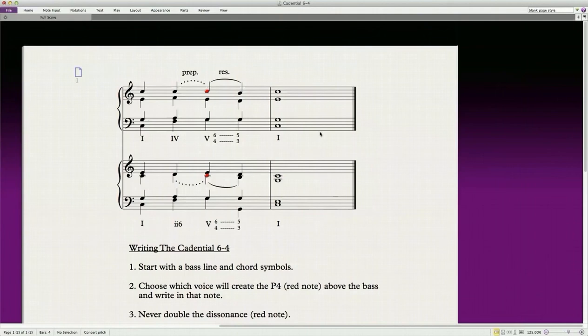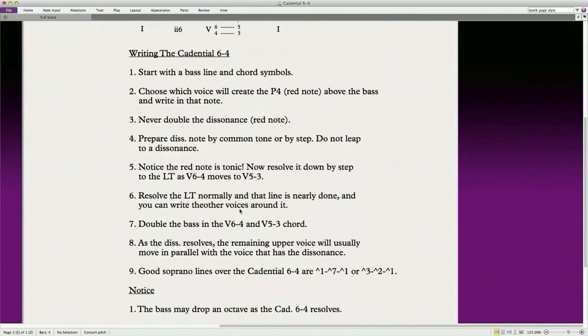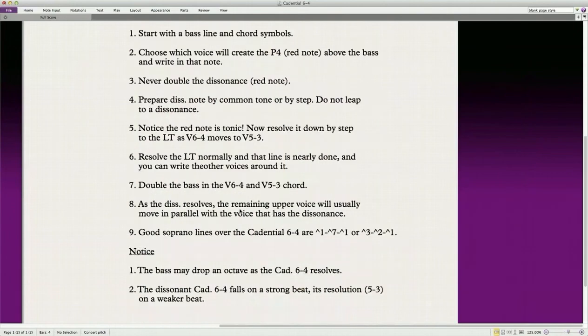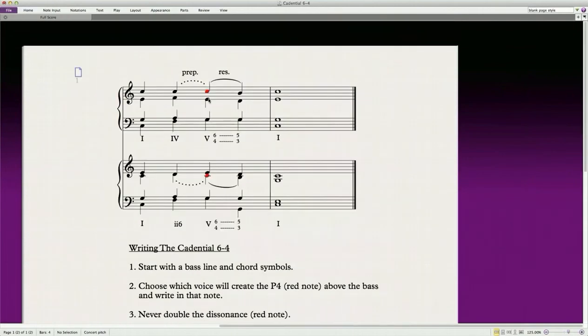We'll look up here and see how that's done. Here they're in unison, bass and tenor. And here the unison splits apart to an octave as the bass drops an octave from 5/6/4 to 5/3. As the dissonance resolves, the remaining upper voice will usually move in parallel with the voice that has the dissonance. Okay, so now let's look at that exact thing happening. I can isolate this for you, and we'll play the soprano and the alto moving in parallel as our cadential chord resolves.